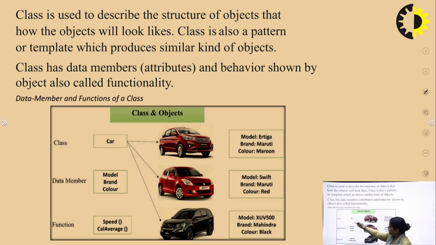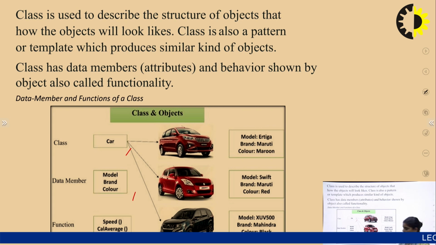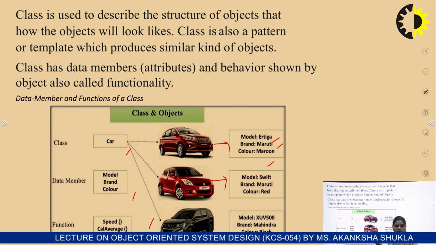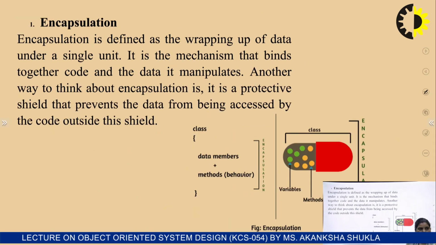So here, for the class Car, the data members are model, brand and color, and the functions are speed and average calculation. This car has model Ertiga, brand Maruti and color maroon. This particular car has model Swift, brand Maruti and color red. In this way, each object has its own data members, while the functions of all the objects are the same: speed and calculate average.